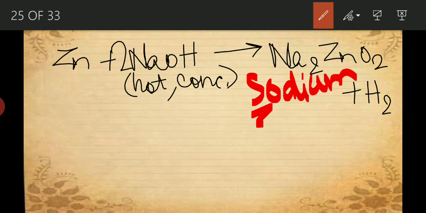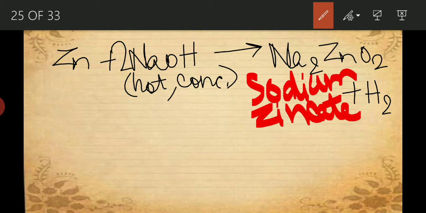sodium zincate. So when zinc reacts with hot concentrated sodium hydroxide, then it forms a salt which is known as sodium zincate, Na2ZnO2, and hydrogen. You know already that whenever a metal reacts with hot concentrated alkali, then it liberates hydrogen. This is one property.